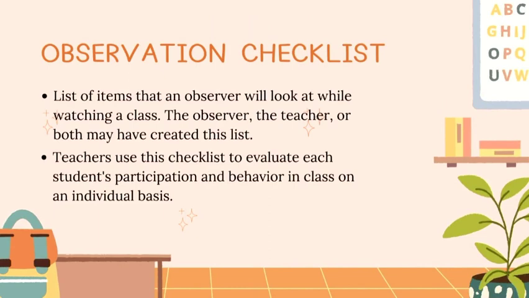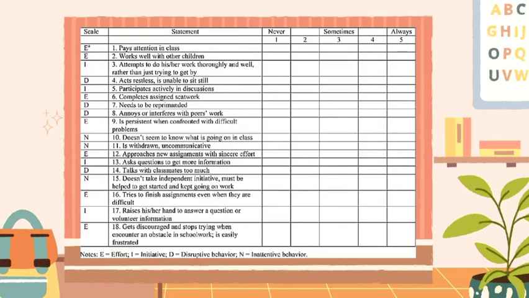So, my topic is all about observation checklist. An observation checklist is a list of items that an observer will look at while watching a class. The observer, the teacher, or both may have created this list. So, teachers use this checklist to evaluate each student's participation and behavior in class on an individual basis. So, here is an example of a checklist.